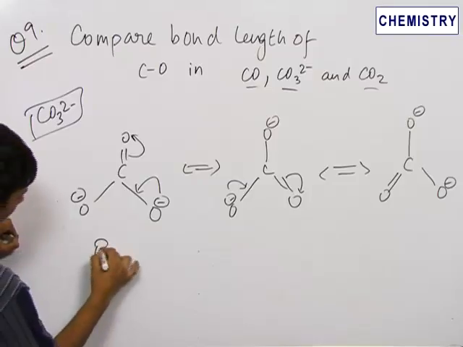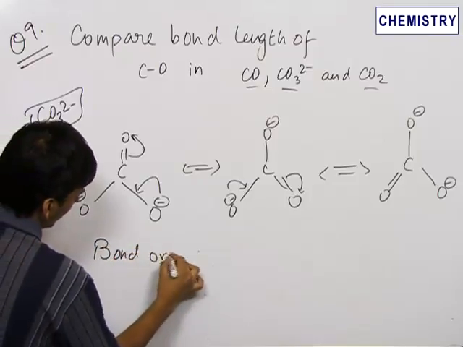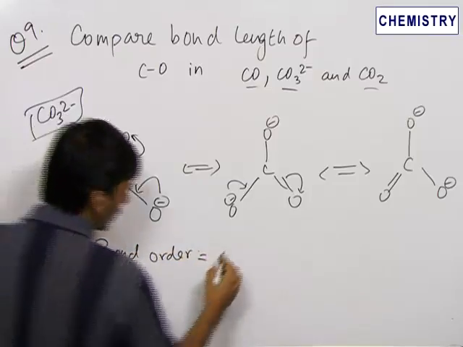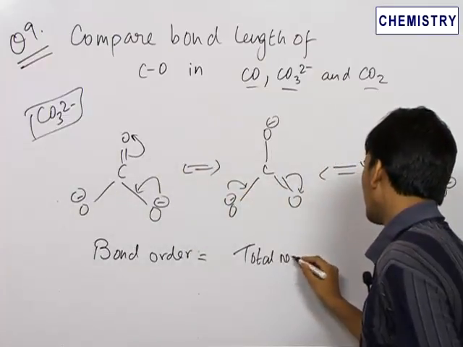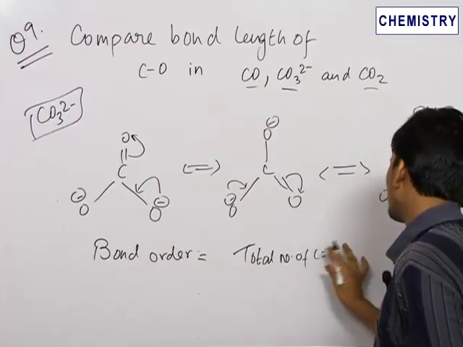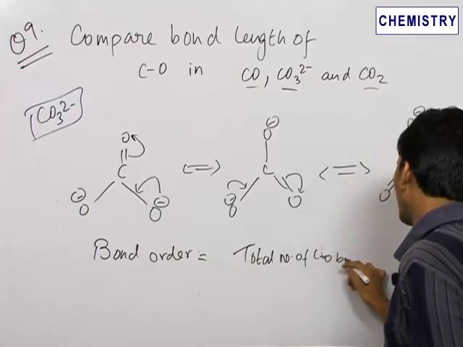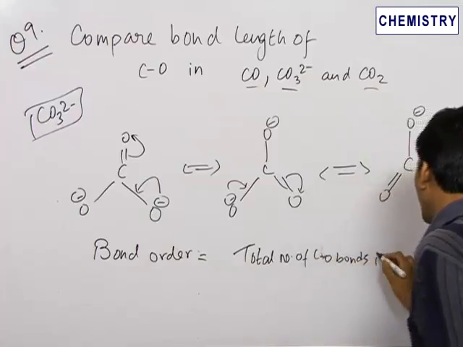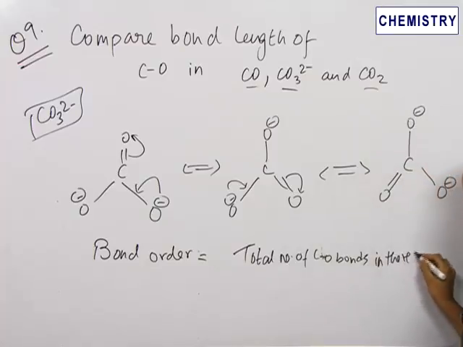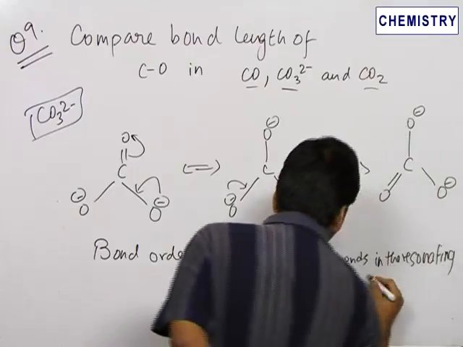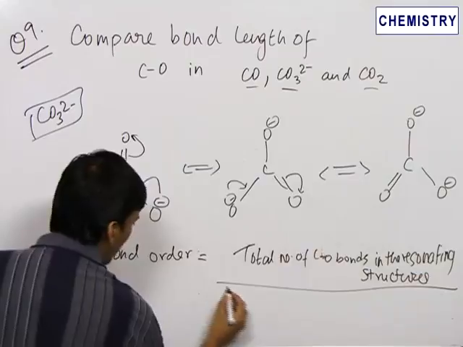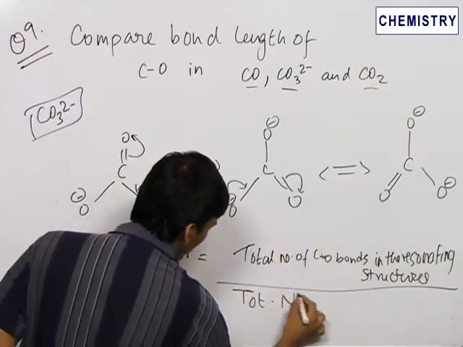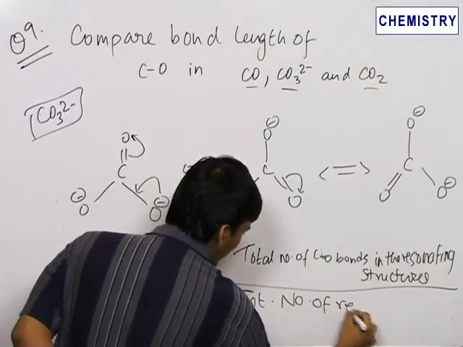Now we know the formula for bond order is equal to the total number of carbon oxygen bonds in the resonating structures upon the total number of resonating structures.